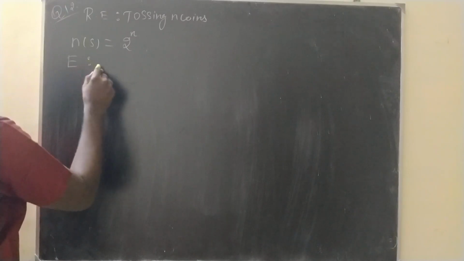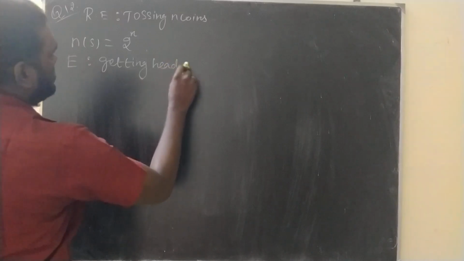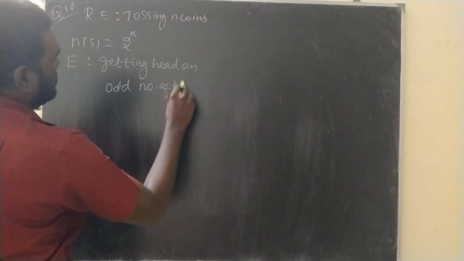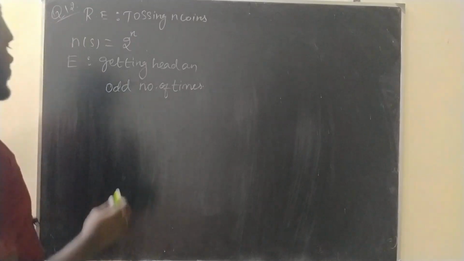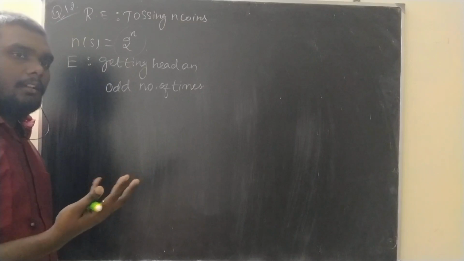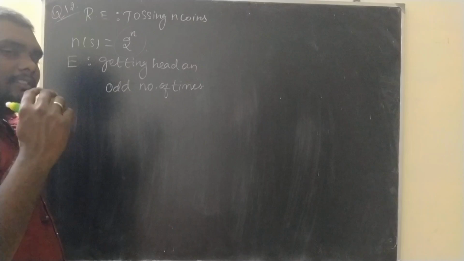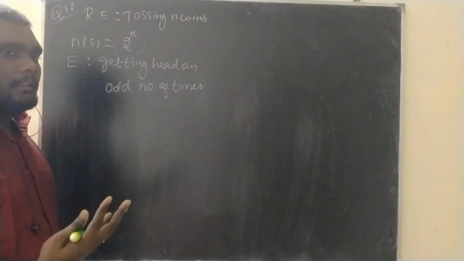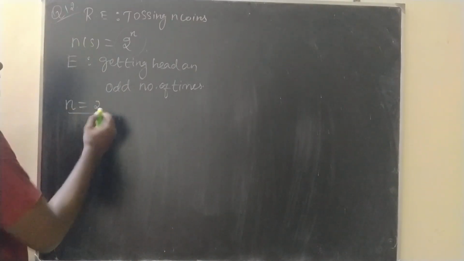Now our random event, I am naming it as E, getting heads an odd number of times. Now, as this is for n coins, we may not find all the n outcomes. It will be tough. So I am going to start with 2 coins. This is what we are calling the induction method. So I am taking n equals 2.